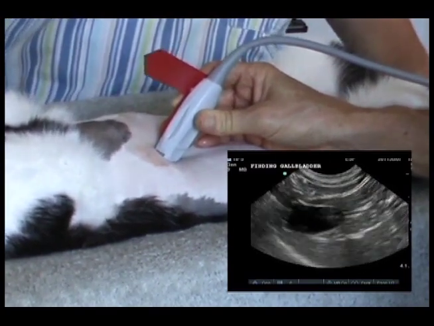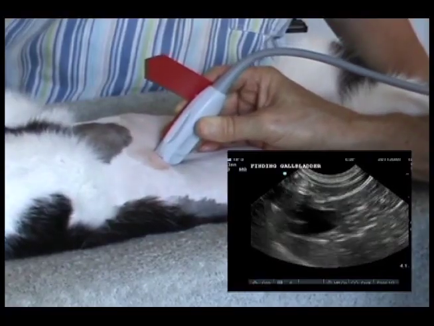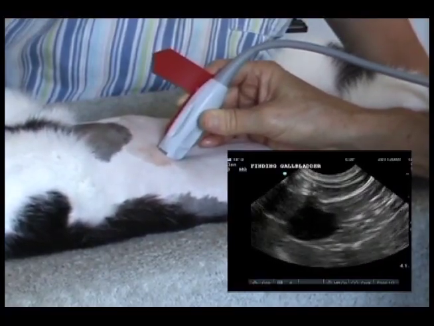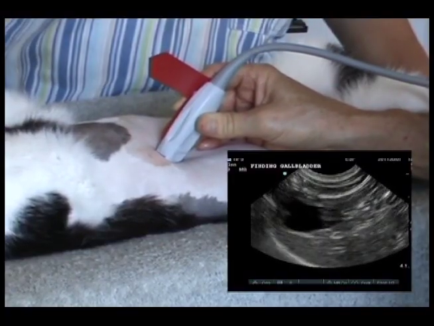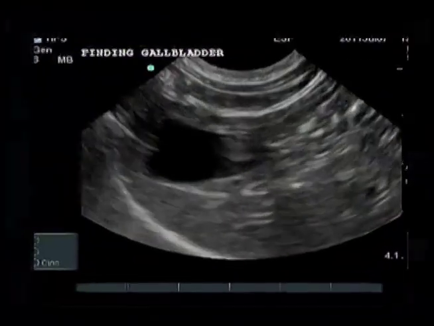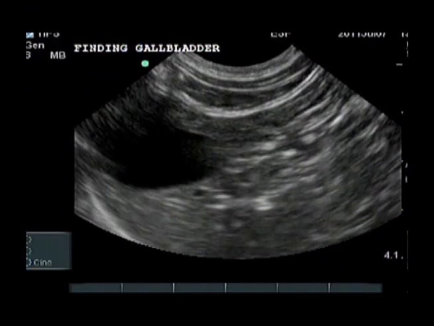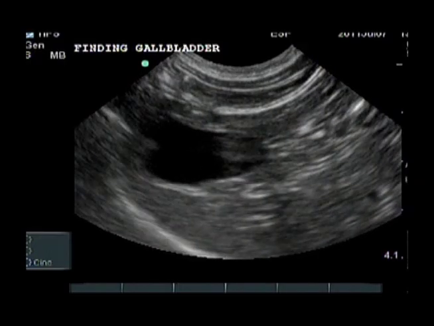Decrease gain in the area of the gallbladder to reduce artifact. If needed, apply pressure to the transducer to get it closer to the gallbladder for a better image. Press the freeze button and release pressure on the transducer. Use cinematic loop to scroll backward or forward to find the best image. Place an arrow on the gallbladder, label the image gallbladder, and save the image to the patient record or archives.